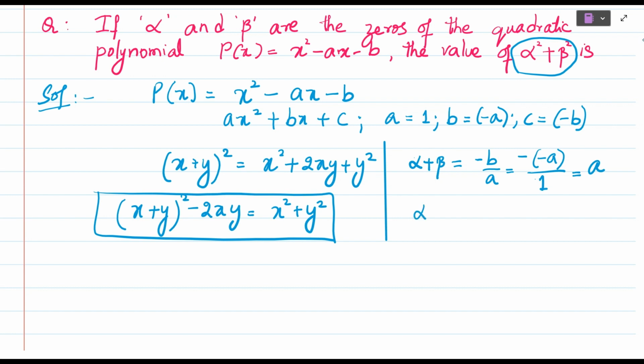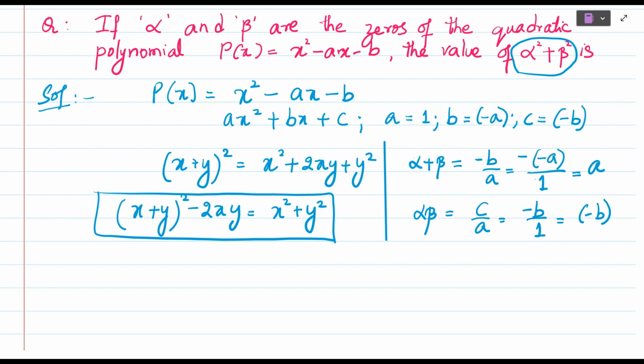Now the product of the zeros, you know the formula, c by a, that is equal to the value of c, which is minus b, students, and the value of a is 1. So the product of the zeros, alpha beta, is minus b and the sum of zeros is a. So don't get confused here while writing the coefficients of x square, x and the constant term. Is it clear? Now we have to apply this in our formula.